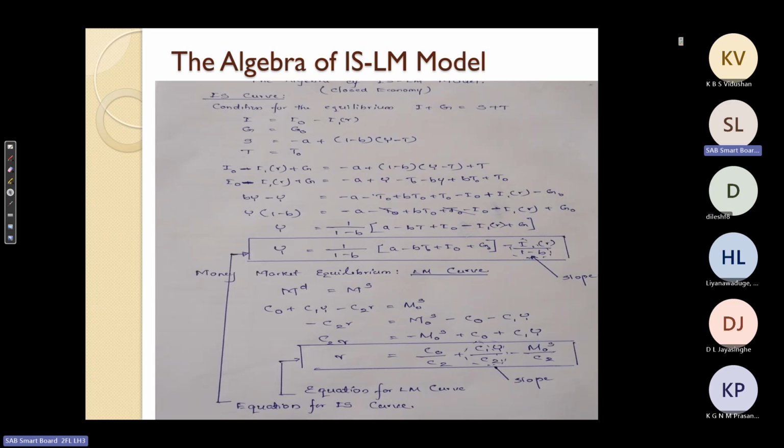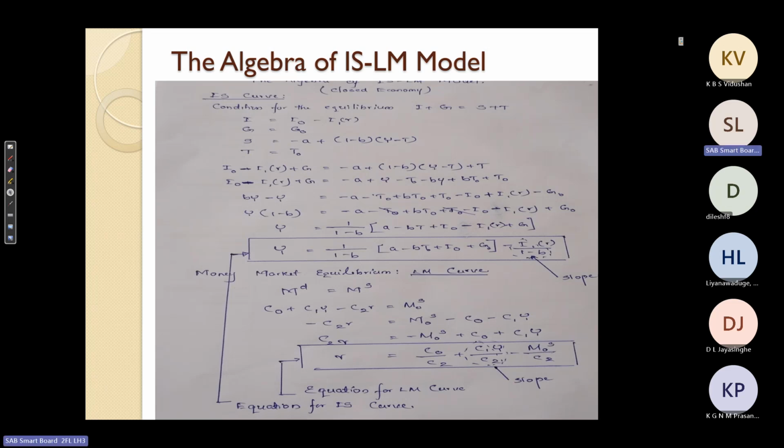We have two equations, right? Then you can derive the equilibrium, no? Only those two equations. Then you can derive the equilibrium income and equilibrium interest rate. Okay.